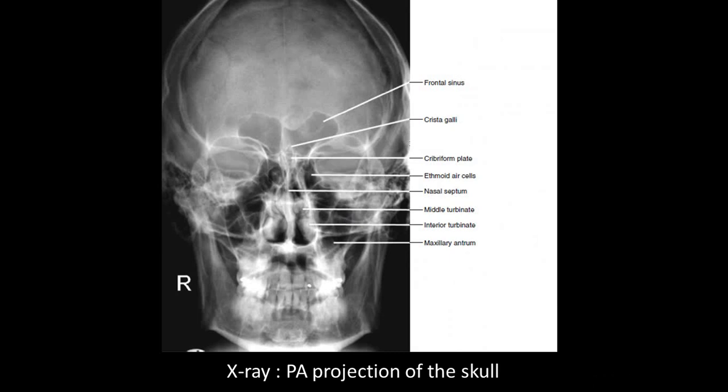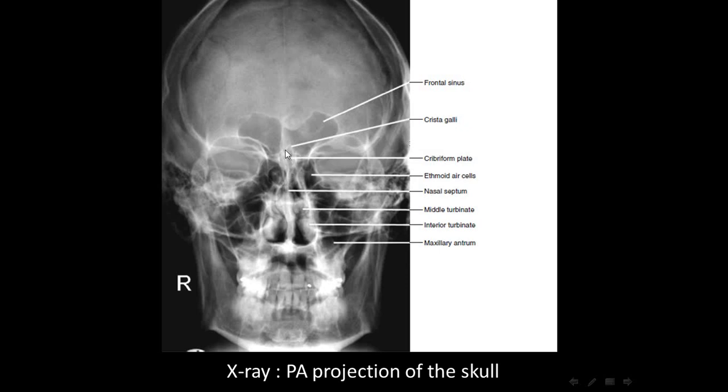This is the posterior anterior projection of the skull, in which the X-ray beam is coming from the posterior part of the skull going to the anterior, where the radiographic table is placed. So here we can see this hypodense area is the frontal sinus within the frontal bone.